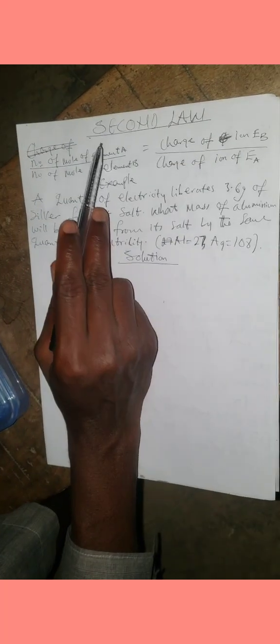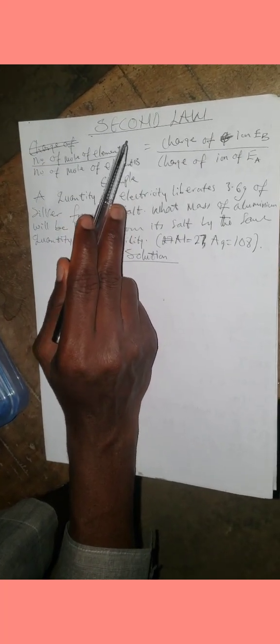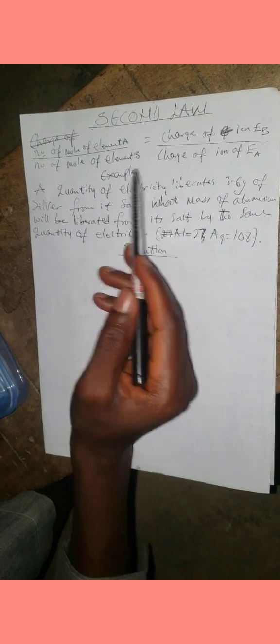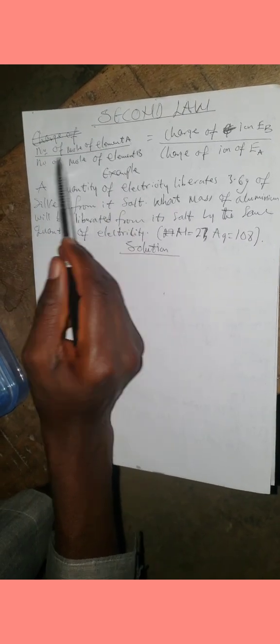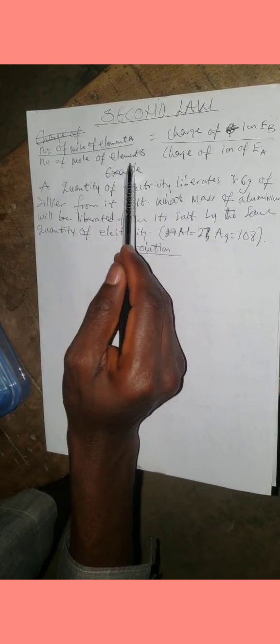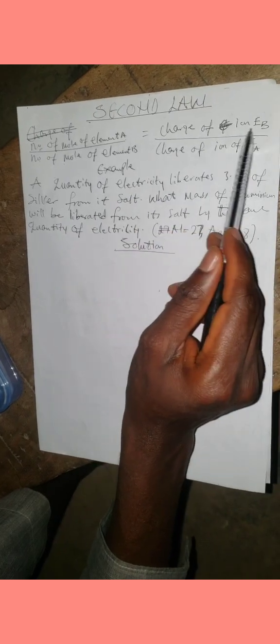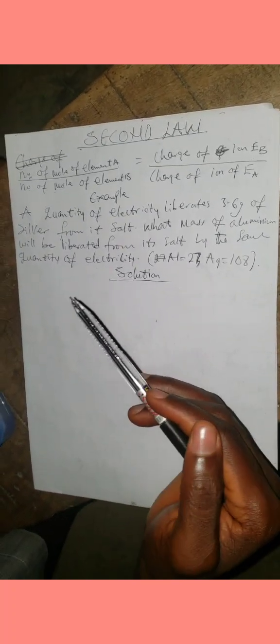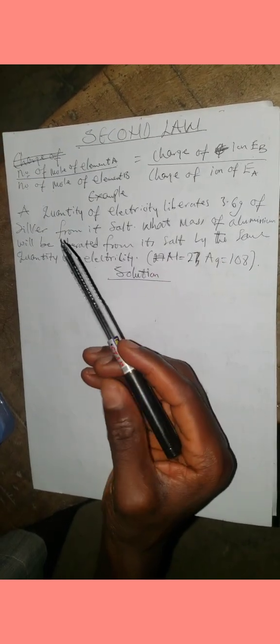Now let's try the second law of electrolysis. This is the formula: number of mole of element A divided by number of mole of element B equals charge of ion of element B over charge of ion of element A. Now what happens in the second law of electrolysis is that they always ask for the number of mole. They can also ask for the number of charge. You just make it the subject of the formula.